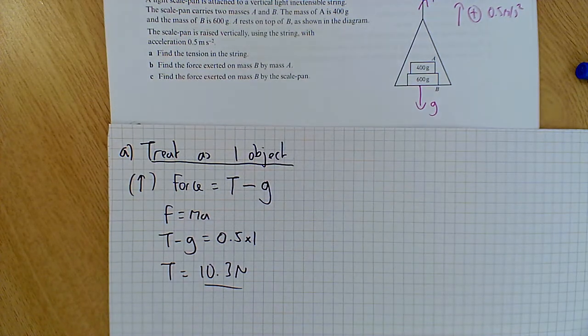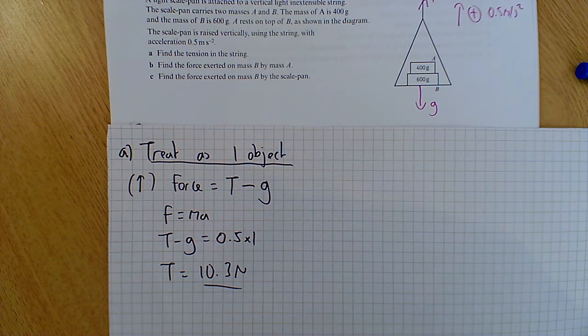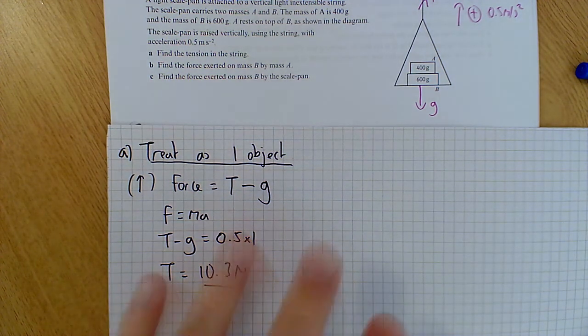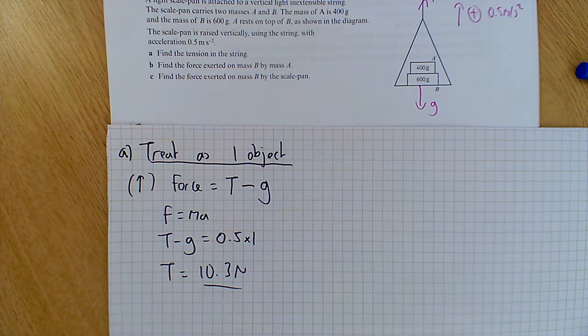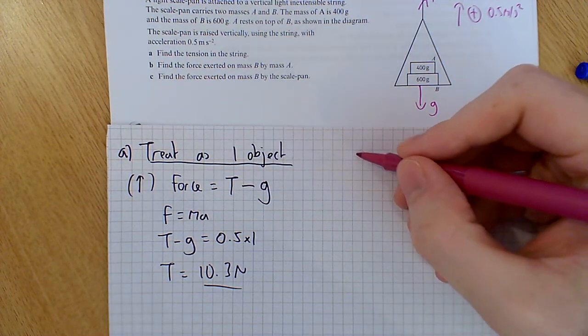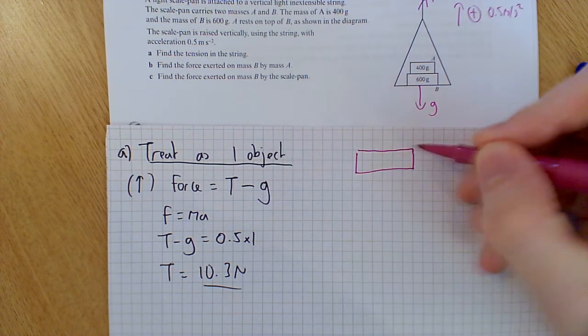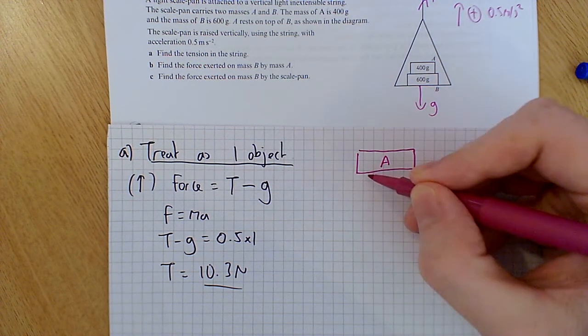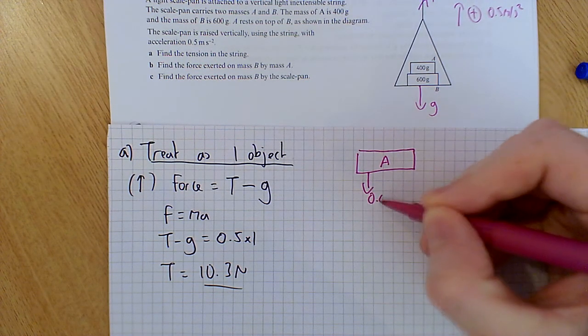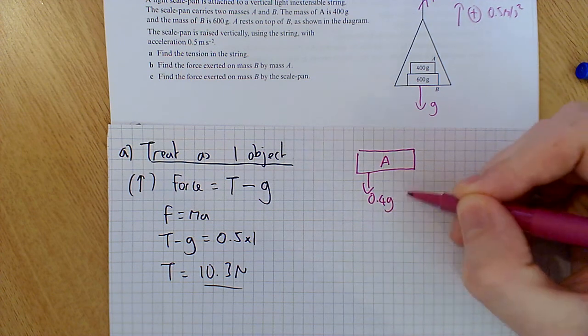For part B, it asks us to find the force exerted on mass B by mass A. So that's where we've got to consider the reaction forces. So I'm going to draw each object separately and we're going to think about them individually. So the first object I'm going to draw is this object A. And this object A has a weight of 0.4g pulling it down, and it has a force that I'm going to call X, which is coming from B.